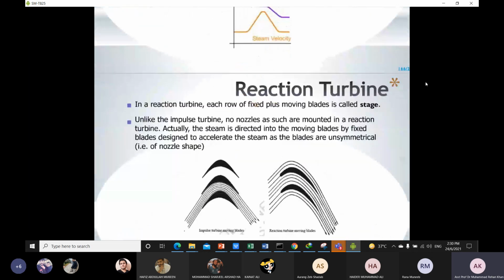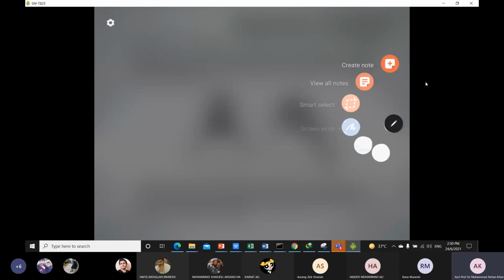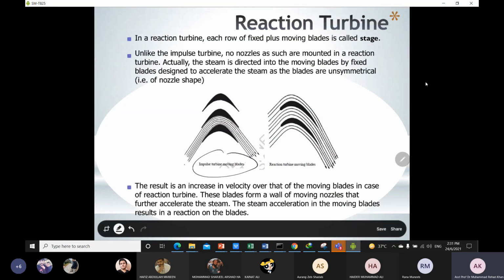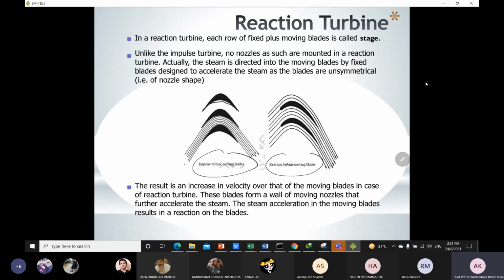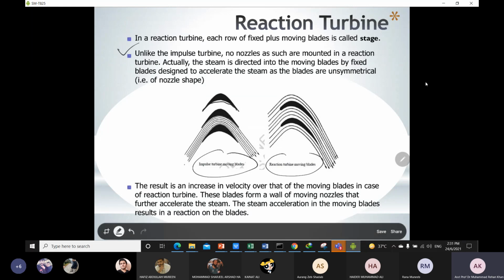Now similarly, this is just the same thing which I already told you, that in the case of impulse turbine, the blades are more of the cup shape, and in the case of reaction turbine, it is unsymmetrical and more of an aerofoil type shape. So that's why there is a decrease in pressure. The rest of this is just theory, so you just have to go through it.